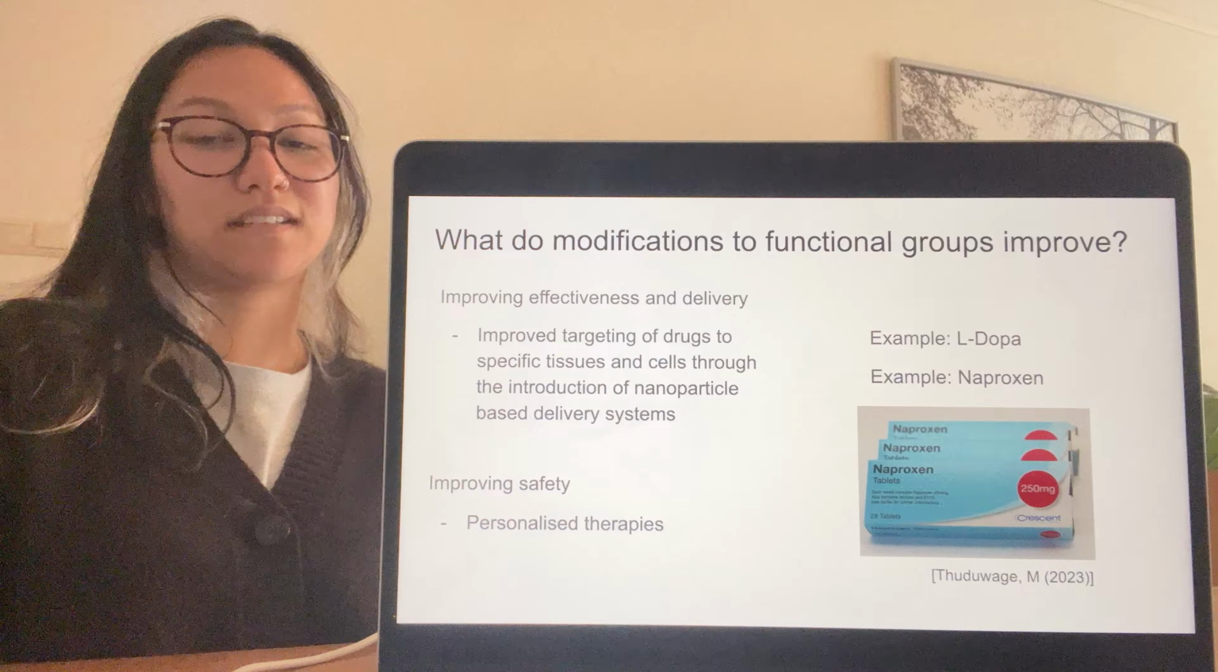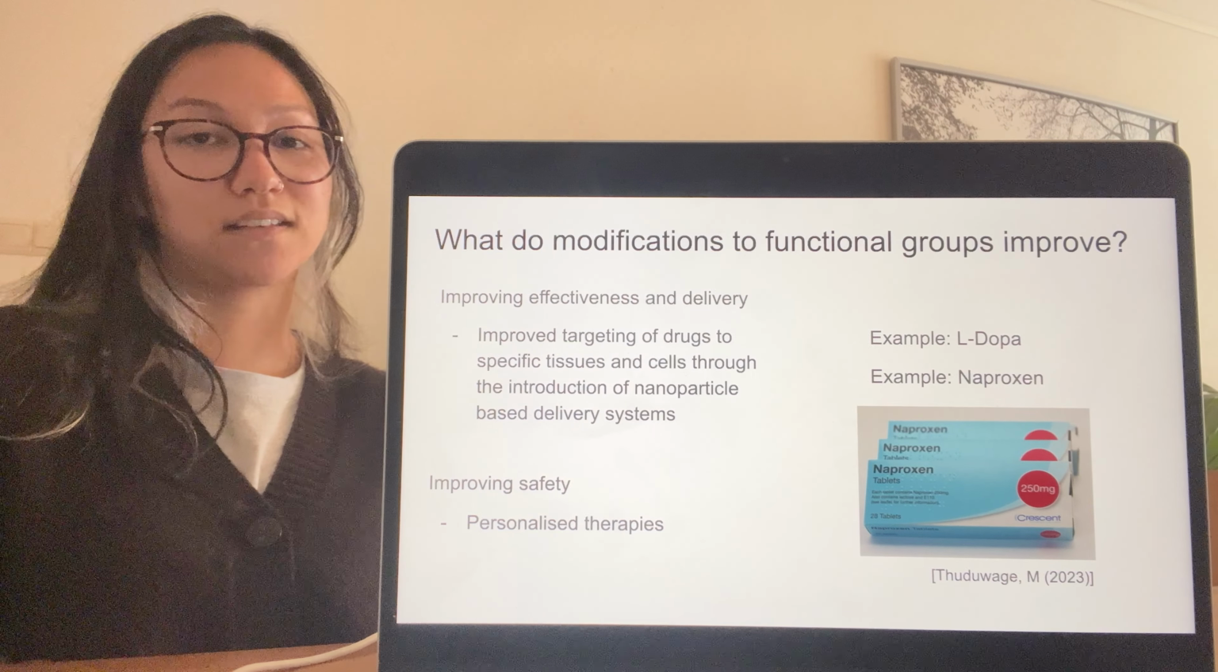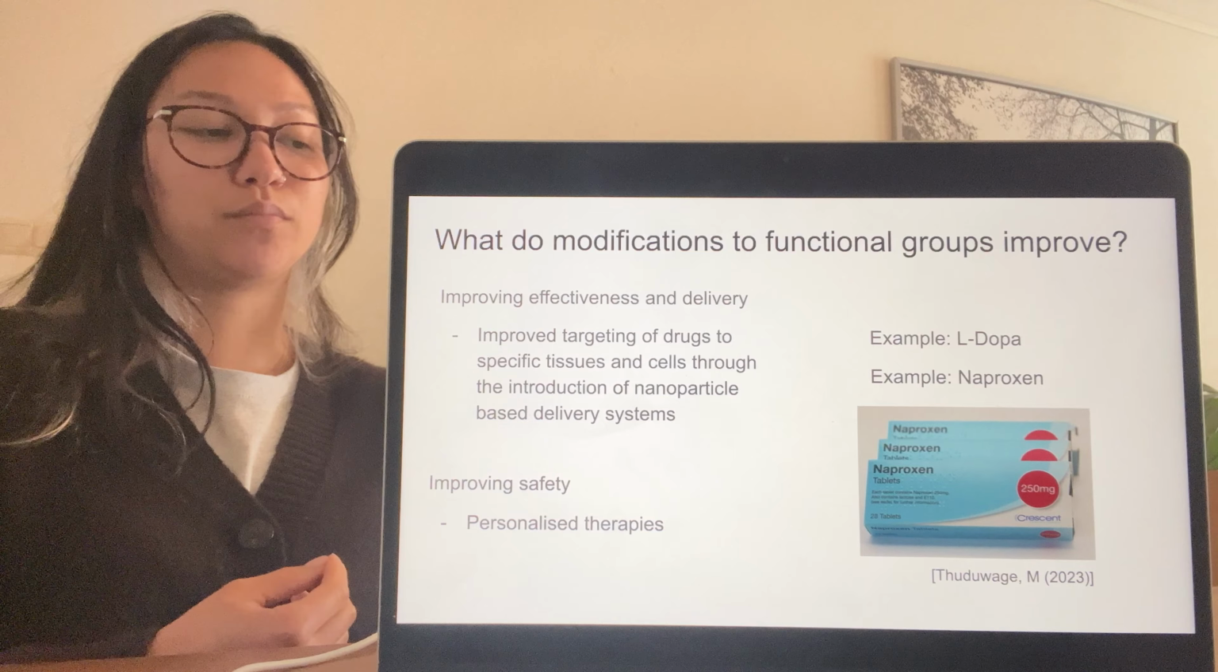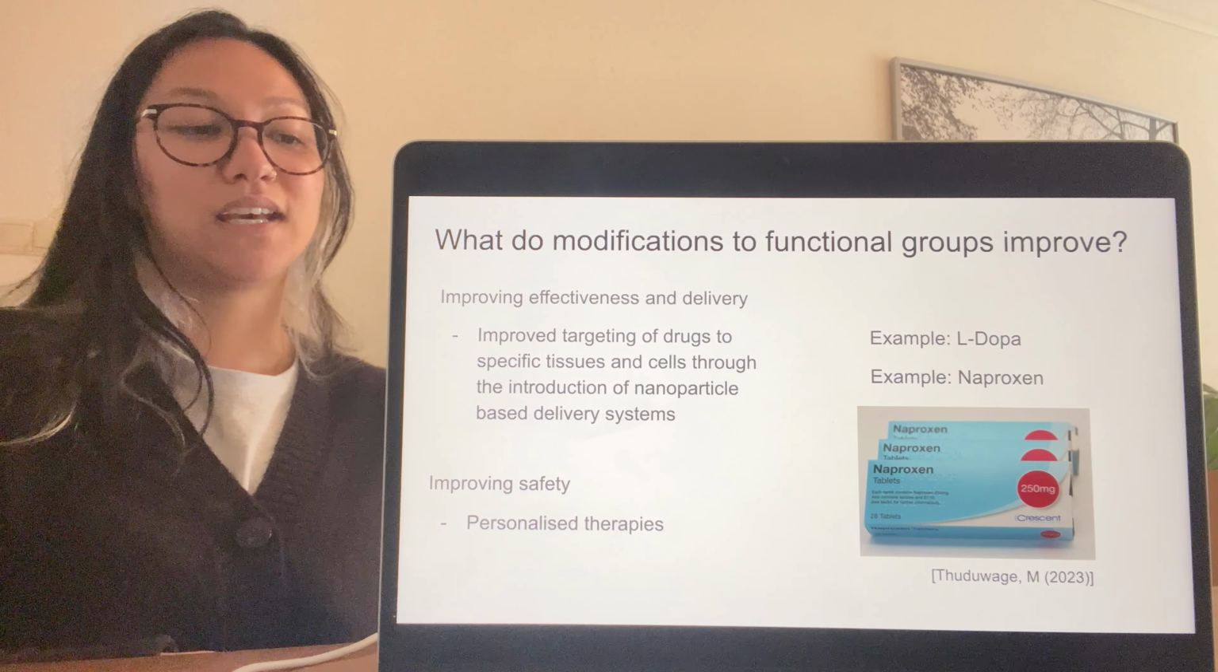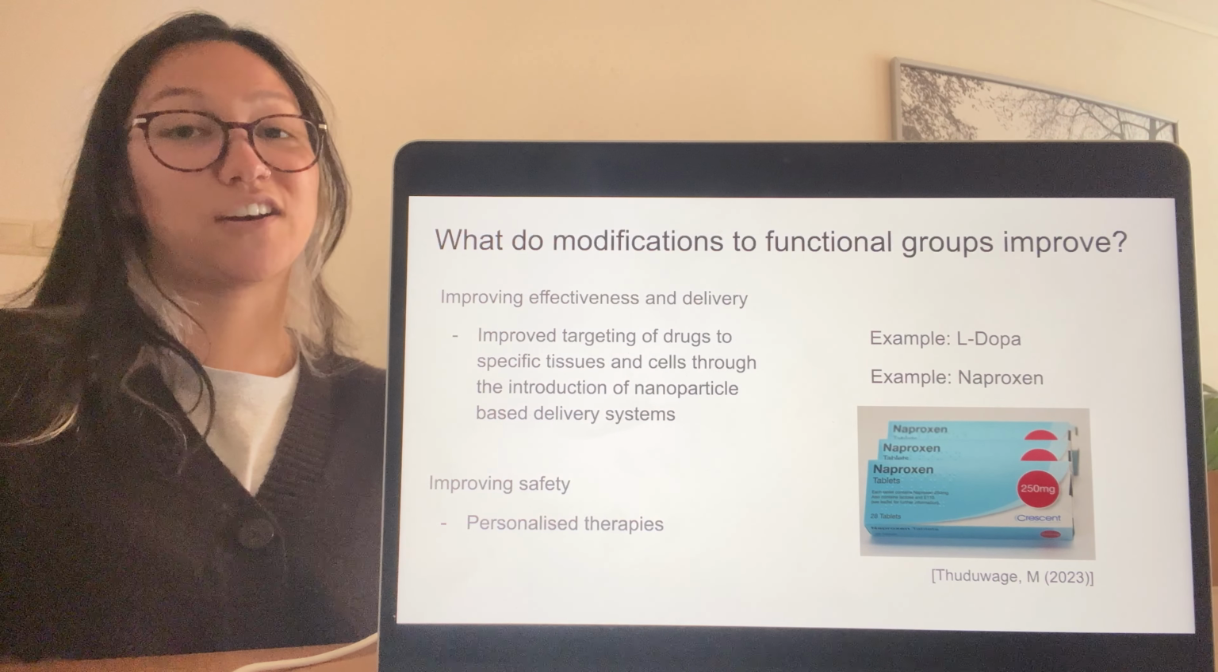And an example of this is L-Dopa, which is an anti-Parkinson agent, and this was modified to improve bioavailability and efficacy, and this was achieved by introducing a hydrophilic group to it.